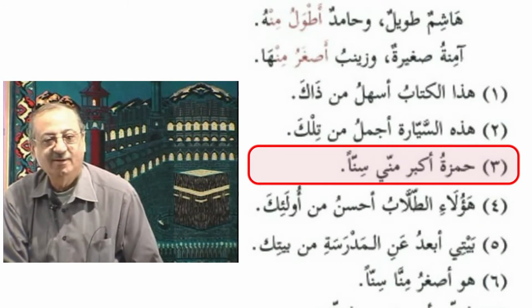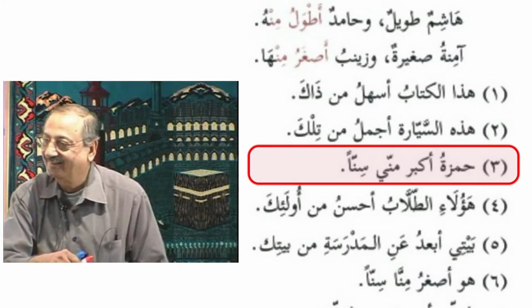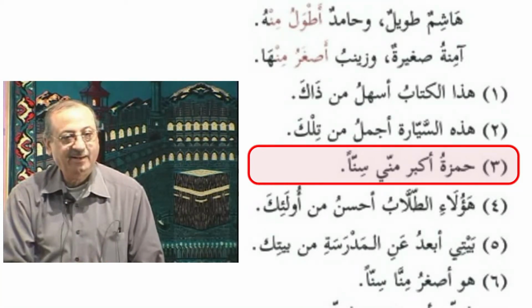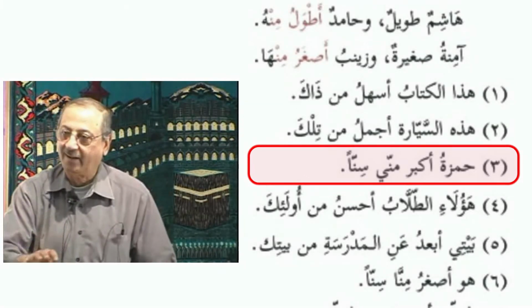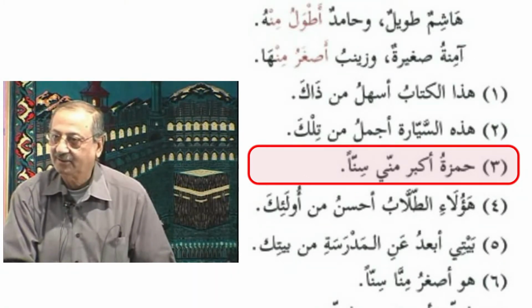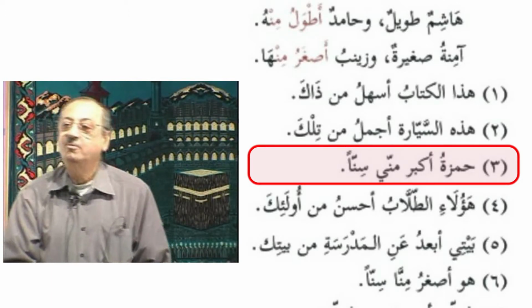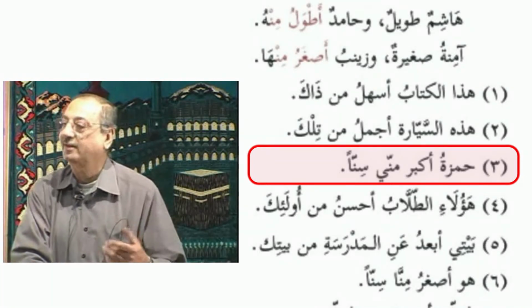You don't know. So you have to bring, what do you have to bring? Tamiz. You have to bring tamiz to dispel the ambiguity. Tamiz is used to dispel ambiguity in the sentence. Brothers and sisters, Hamzatu akbaru minni sinnan. Sinnan is age. He's older than me.